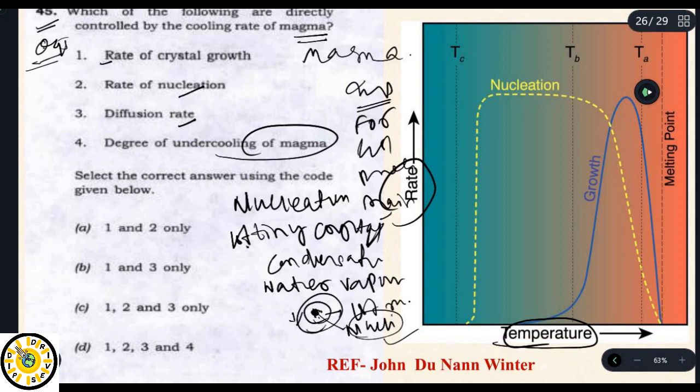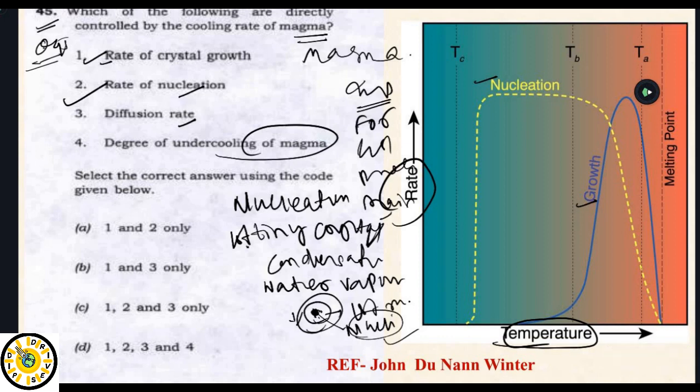ठीक है, अगर आपका फास्ट कूलिंग होगा, सपोज, है ना, फास्ट कूलिंग होगा. Let's discuss these four. I will discuss in a detailed manner so that you can know properly what will be the answer. So rate of crystal growth affects the cooling rate of magma. Rate of nucleation also affects. ये देखो ना, nucleation and growth affects, ठीक है, and the diffusion rate also affects.